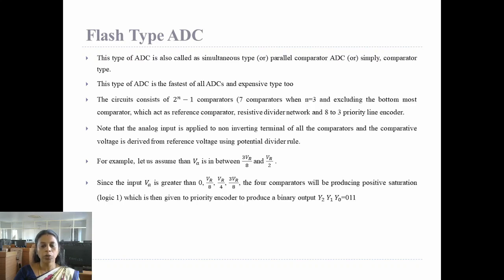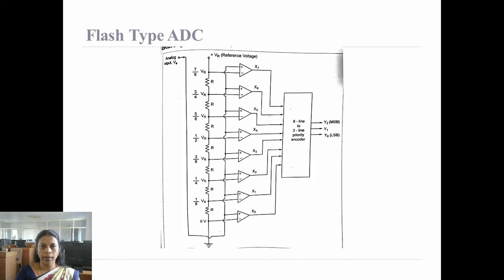The flash type analog to digital converter consists of 2 power n minus 1 comparators, where n is equal to 3. When we are considering a 3-bit output, we will have 2 power n minus 1 comparators, that is 7 comparators, plus 1, so 7 plus 1 comparators, where the bottom one is the reference comparator. Let's see it in this diagram.